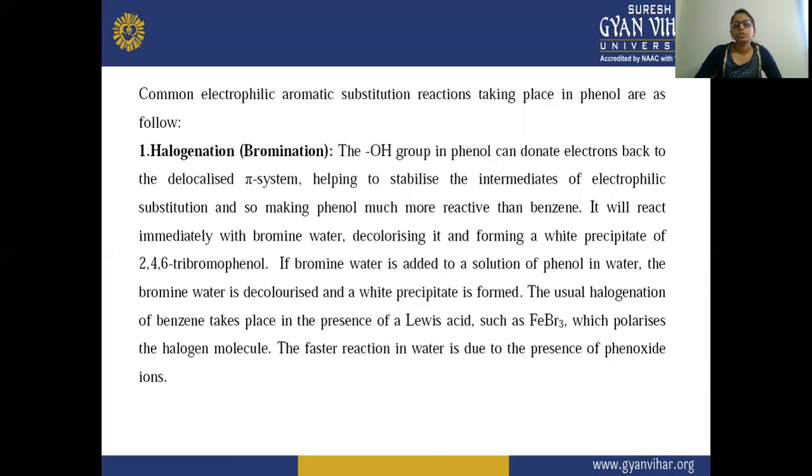The usual halogenation of benzene takes place in the presence of a Lewis acid. This reaction usually occurs in the presence of a Lewis acid, that is ferric bromide, which polarizes the halogen molecule. There is a faster reaction in water, which is due to the phenoxide ion.